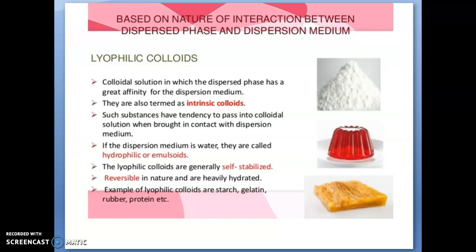Good attraction. They are also termed intrinsic colloids. Such substances have a tendency to pass into colloidal solution when brought in contact with a dispersion medium. So such substances have a greater ability to form a colloidal solution quickly. If the dispersion medium is water, they are called hydrophilic or emulsoid.